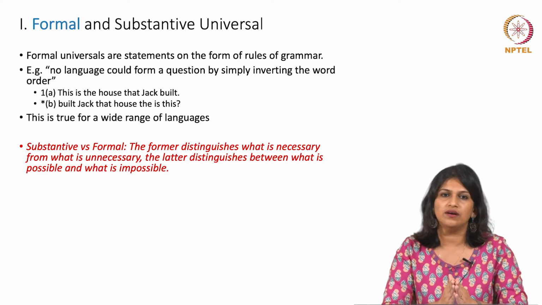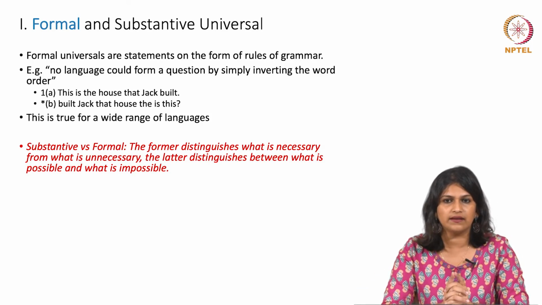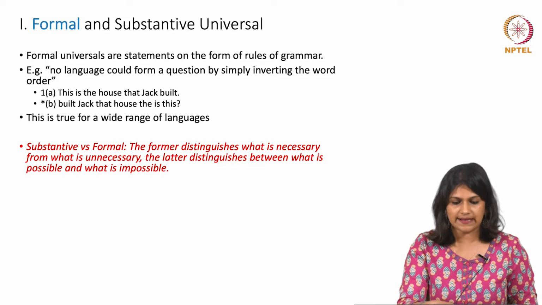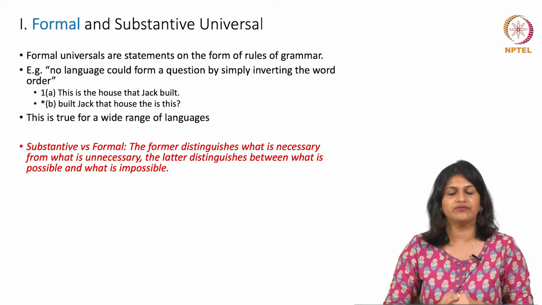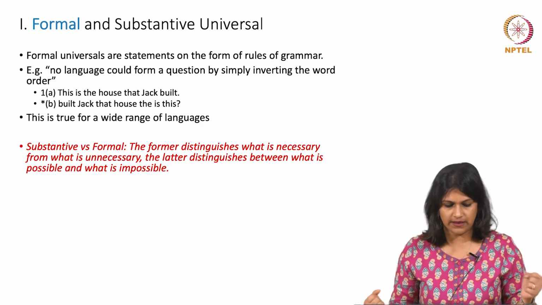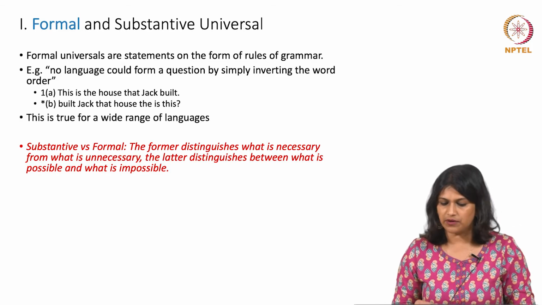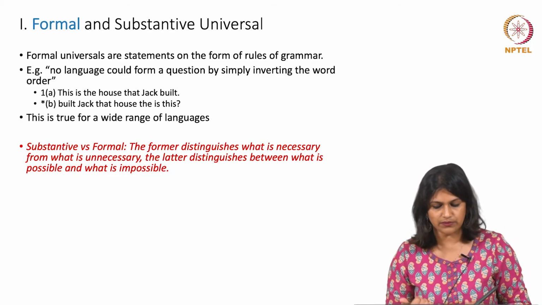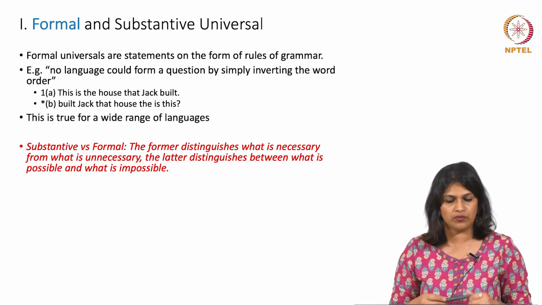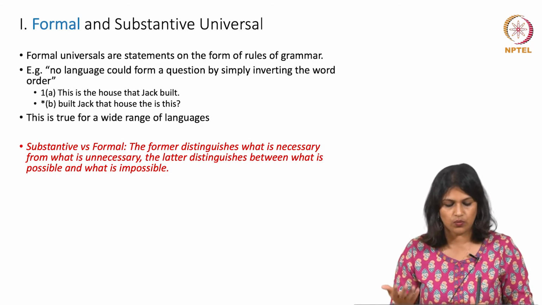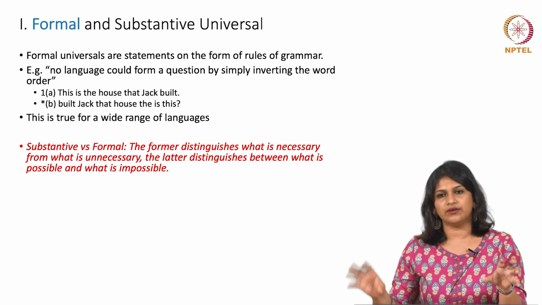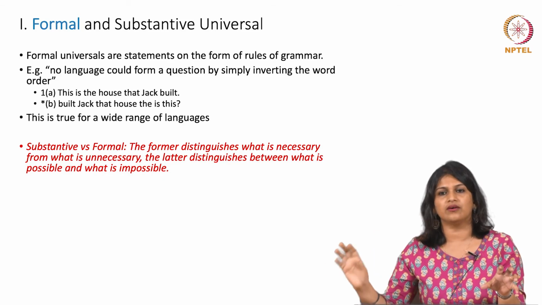Just by changing the word order, I do not think you can actually form a question, and this is acceptable in most of the individual languages. So, that's the basic difference. If you write something like substantive versus formal, substantive universal distinguishes what is necessary from what is unnecessary, and the formal universal would tell you what is possible and what is impossible. So, one is the demand of necessity, the other one is the demand of the possible or impossible things.